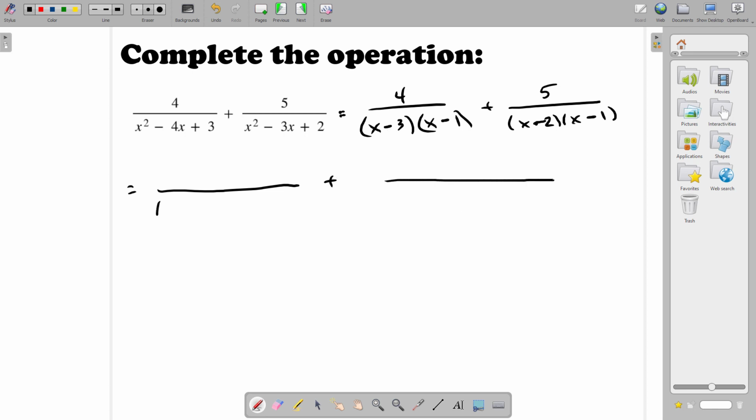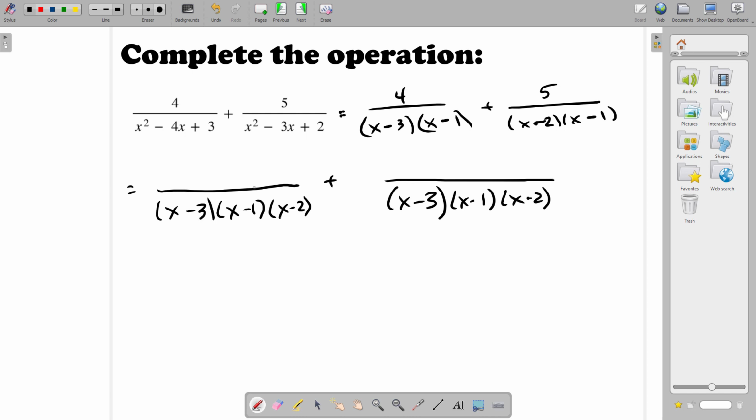Now for my common denominator, I need an x minus 3 term. I need an x minus 1 term. I need an x minus 2 term. I need an x minus 1 term. I already have it, so I don't need to put it in there again. So this becomes my least common denominator.